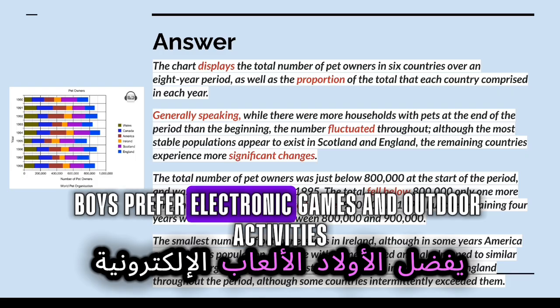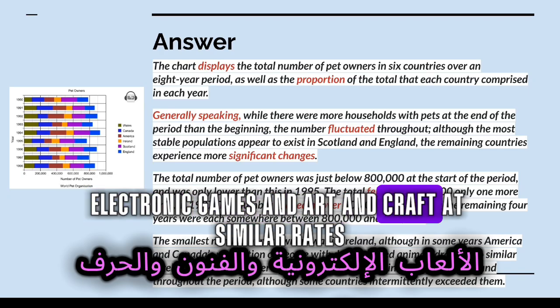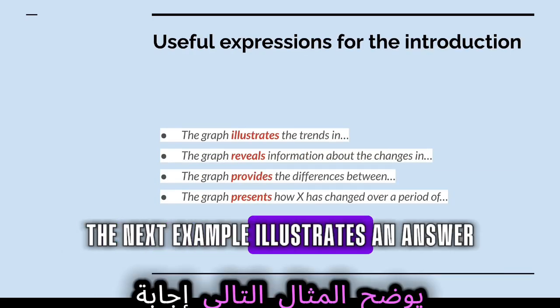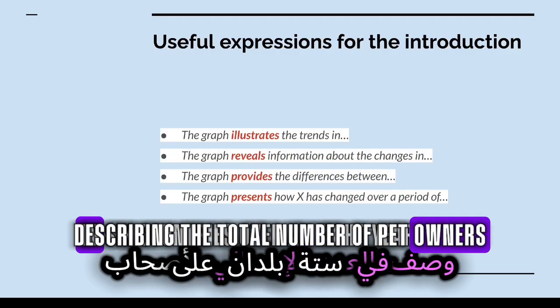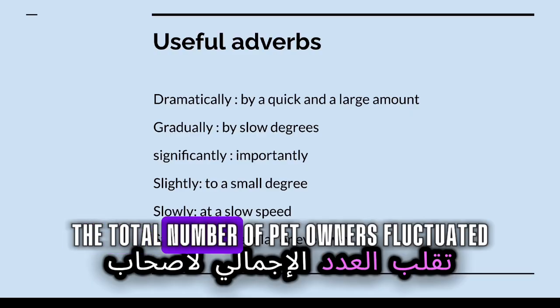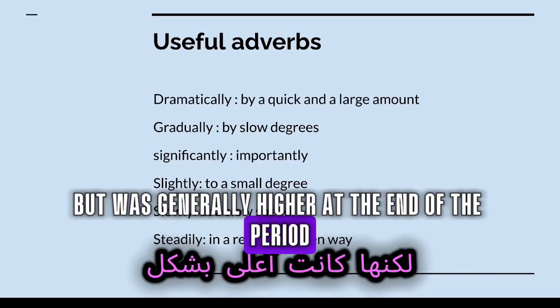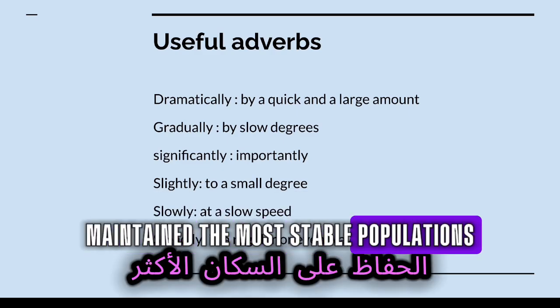Boys prefer electronic games and outdoor activities, like bike riding. Girls participate in bike riding, electronic games, and art and craft at similar rates. The next example illustrates an answer describing the total number of pet owners in 6 countries over an 8-year period. The total number of pet owners fluctuated, but was generally higher at the end of the period. Scotland and England maintained the most stable populations.